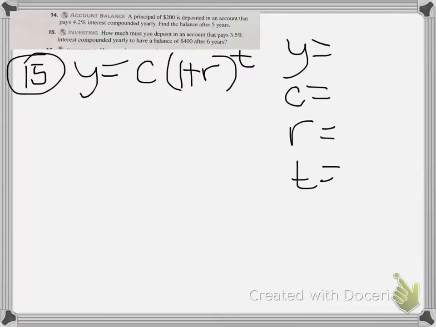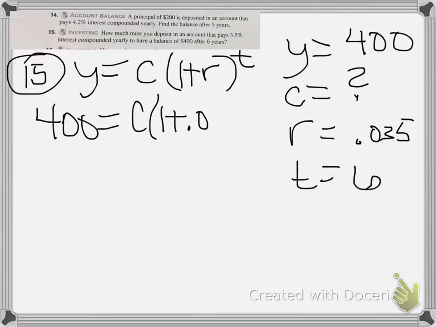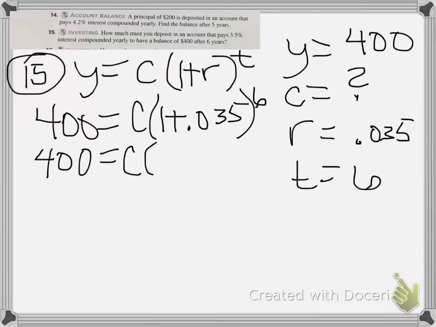This time, they tell us the total balance, which is Y, $400. They say it pays 3.5% interest, so it's 0.035. It tells us the time is 6 years, and they want to know how much is initially deposited. So we will be finding C. So we are going to plug in our numbers. 400 equals C, parentheses, 1 plus 0.035 to the power of 6. We're going to add what is in our parentheses.